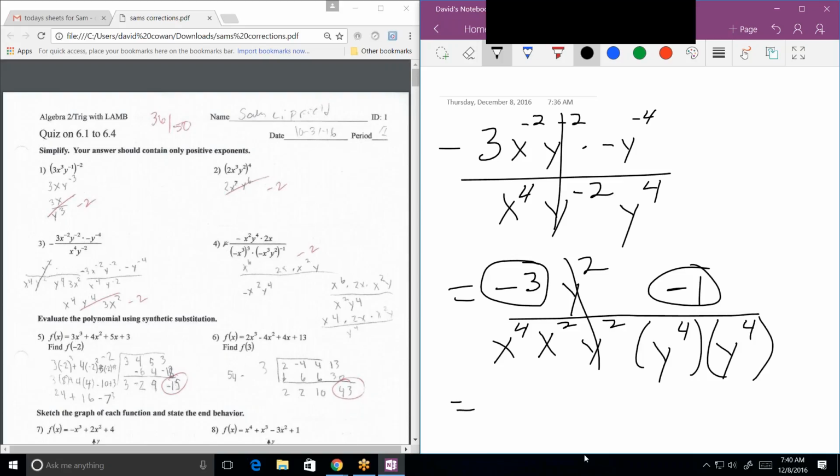What's minus 3 times minus 1? 3. Okay, that's the only thing left in the numerator. Now let's start combining the denominators. What are these two x's multiplied together? X to the 8th. No.